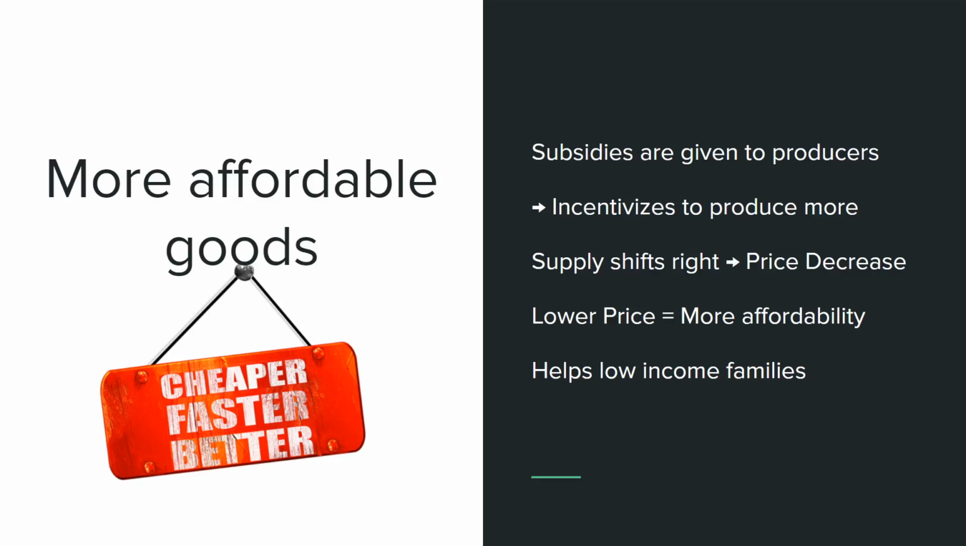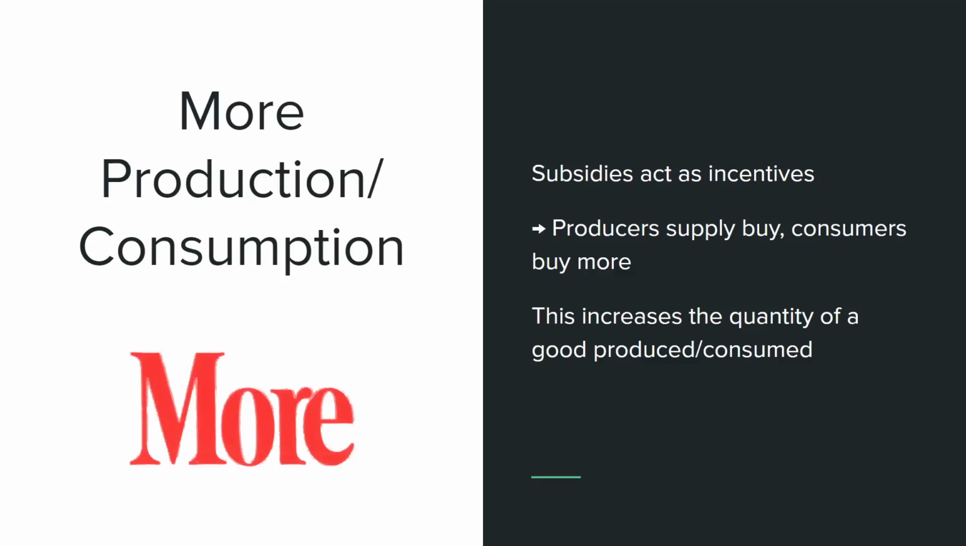And so usually the government is going to give a subsidy for a good that the government deems to be more beneficial or like a necessity for families. That's pretty similar to the next reason, which is more production and more consumption. Basically, the government grants a subsidy in order to increase the consumption and production of a particular good.